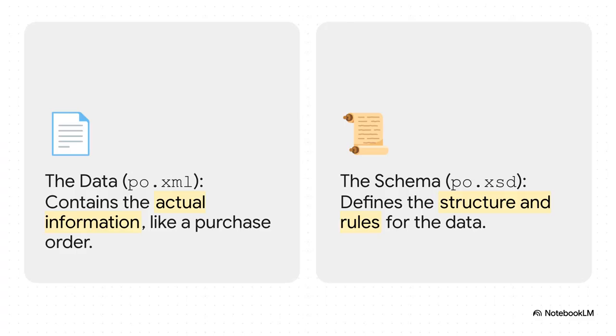Okay, let's break that down a bit more. The XML file, that purchase order we saw, that's the finished building. It's what contains all the actual information, the real stuff. The XML schema, on the other hand, which you'll often see as a file ending in .xsd, that's the architect's blueprint. It's the thing that dictates exactly how that building must be constructed, what it can be made of, and precisely where everything needs to go.